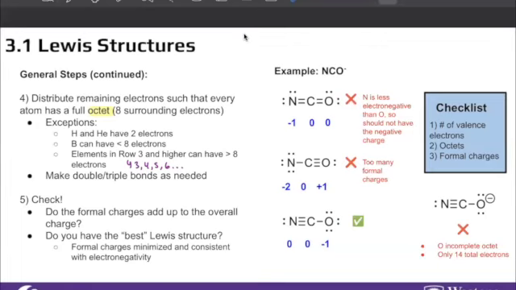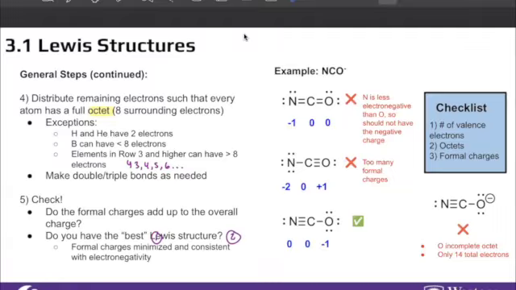But then our second check is, do you have the best Lewis structure? The best Lewis structure is the one where 1, our formal charges are minimized, and 2, they're consistent with electronegativity. I'll go through what each of those means. An example of a structure where the formal charges are not minimized is this one here. It is possible to draw a structure where we just have one charge, which is a -1. But in this case, we overcomplicated things. We've got a -2, we've got a +1. It's just too much. So this structure does not minimize formal charges, so it's not our best structure.